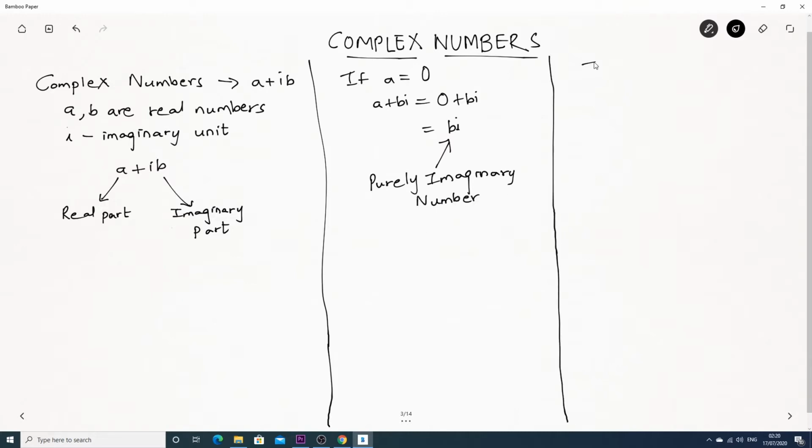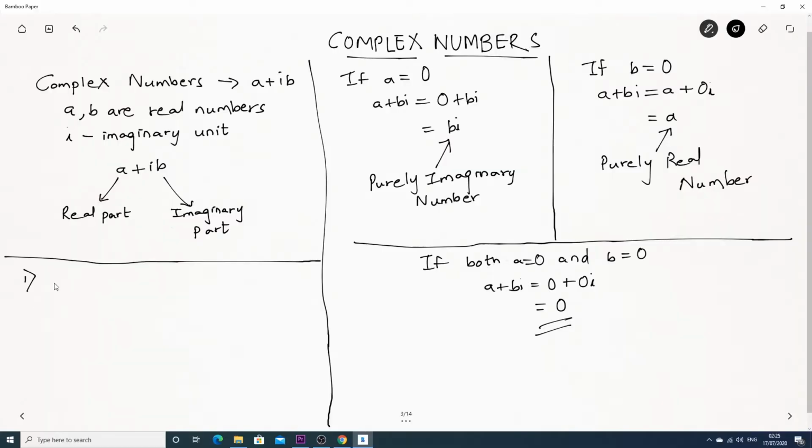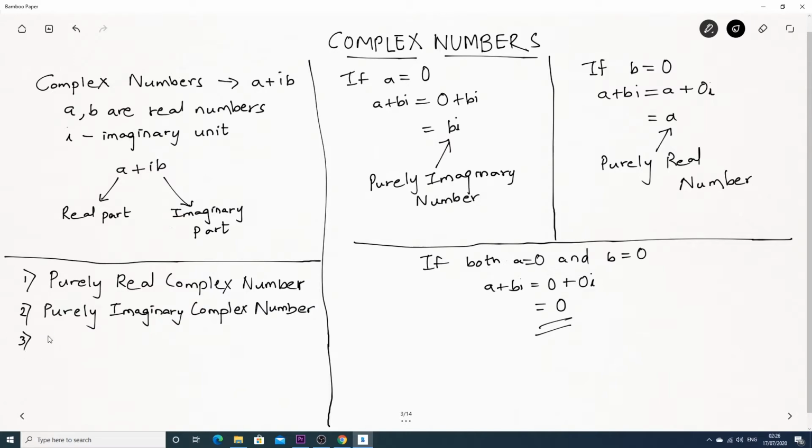Now, if I put b equal to 0, what I'll be left with is only a real part a and the imaginary part will become 0. Such a number is called a purely real complex number or a purely real number. Now let me try putting both a and b equal to 0. Well, if I put a and b both equal to 0, the real part also becomes 0 and the imaginary part also becomes 0. This is nothing but your number 0. So if you look at this, the complex numbers themselves can be divided into three parts: a purely real complex number, a purely imaginary complex number, or just a complex number.